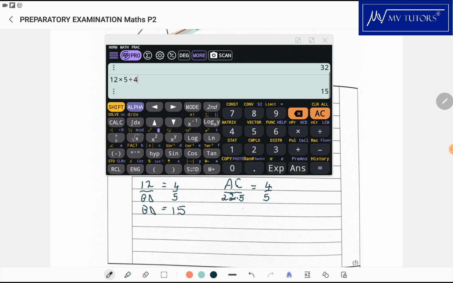And then AC, I'm going to do the same. I'm going to cross multiply to solve for AC. Okay, so it's AC, and that's going to be equal to, if I cross multiply, 4 times 22.5, and then divided by 5. And we'll get AC is 18.